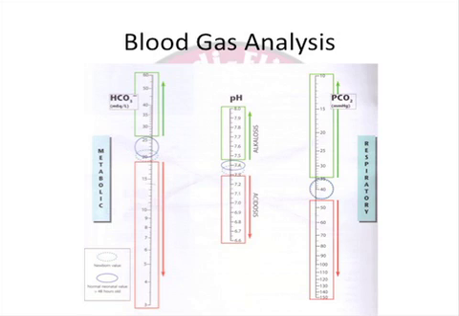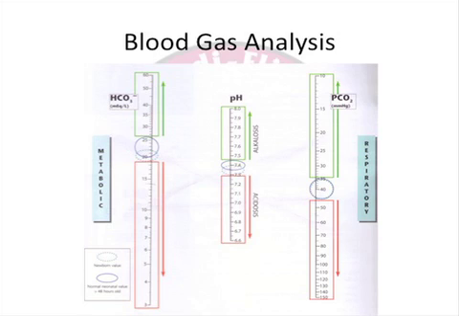Using the following 5 rules will assist with ABG interpretation. Rule number 1, think of CO2 as an acid, and it reflects the respiratory component of acid-base balance. Rule number 2, think of bicarb as a base, and know that it reflects the metabolic component of the acid-base balance.